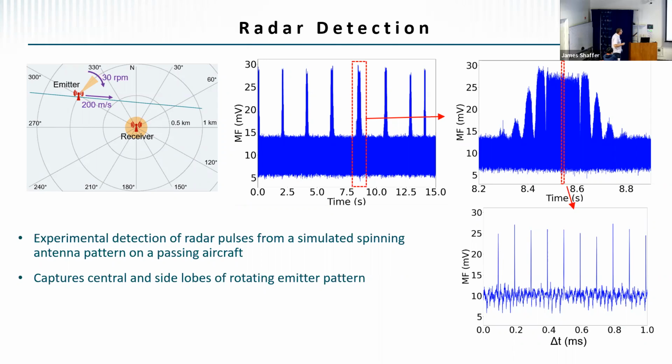So this is actually just a cute demo that we did to show that this would work for radar. I'll show a little video in a second, but we modeled having our receiver placed at some position, and we have a fancy signal generator where we can tell it that it's basically an airplane with a rotating antenna on it, and it will mimic that situation. And so these are the pulse trains from that situation.